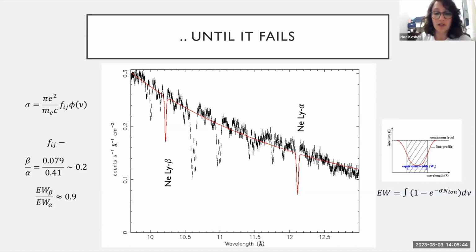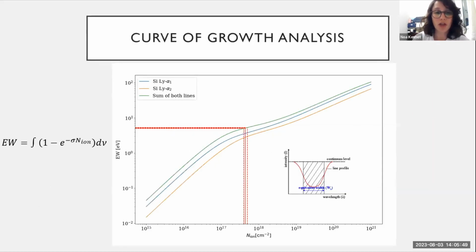So I'm dealing here with saturation, and in order to bypass this problem, we turn directly to the curve of growth. We calculate the theoretical equivalent width as a function of the ionic column density. Therefore, we get the curve of growth. Specifically here, just an example of the silicon Lyman alpha line. Of course, the Lyman alpha line is actually a doublet, but we do not resolve this in the spectrum. Therefore, we can only measure the sum, and so that is what we compare to. And I can use this to translate my measured equivalent width directly to ionic column density.